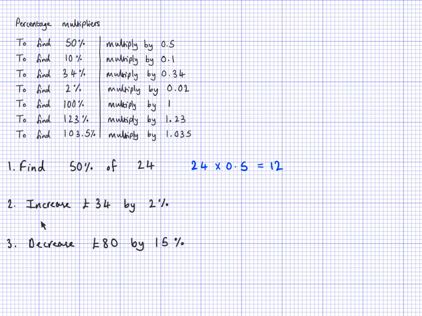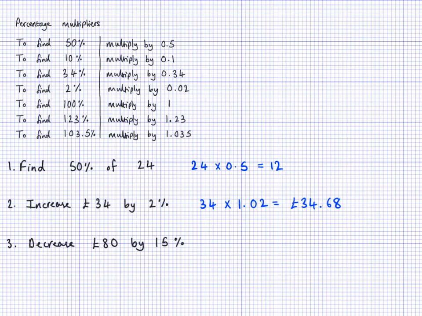Now, in the next one, I need to increase £34 by 2%. If I increase £34 by 2%, it's like I'm finding 102% of £34, okay? And the multiplier for 102% would be 1.02. So I'm going to do 34 times 1.02, and that will give me £34 and 68 pence.